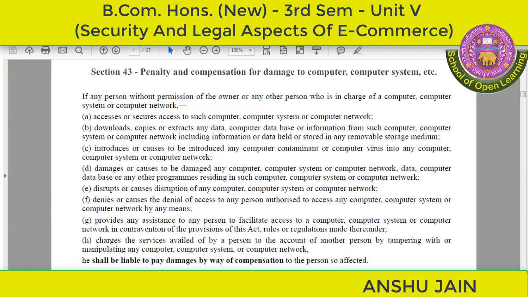Now, as a whole, what Section 43 is saying is that if any person who is not authorized to have any kind of access to any particular system of some other person gains unauthorized access, he'll be liable for the damages or the destruction or any kind of problem he might have created to some system or network. Then he will be liable to pay damages by way of compensation to the person who has been affected by any of these activities.